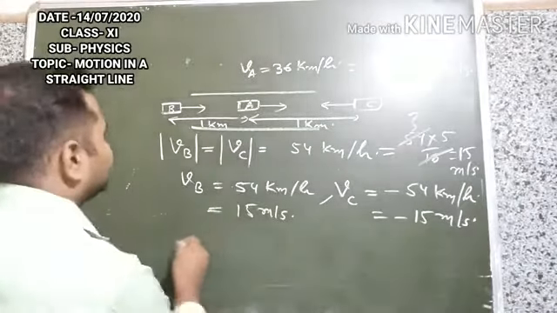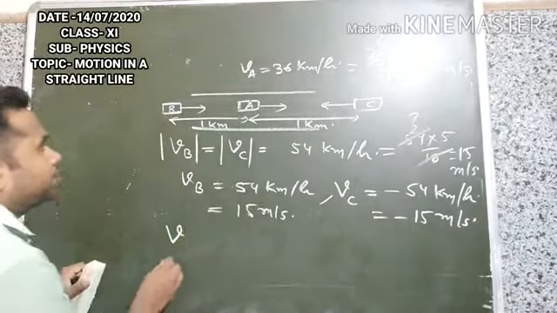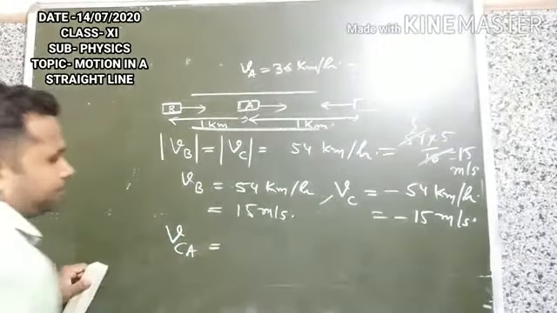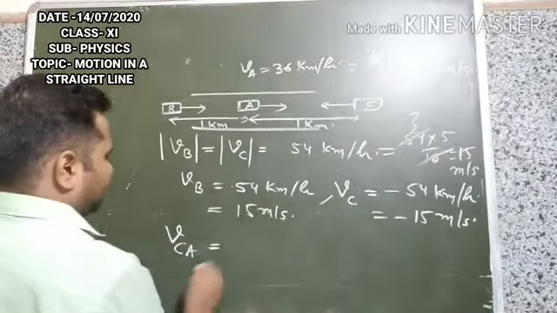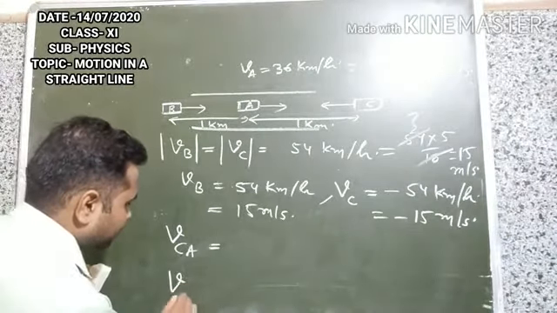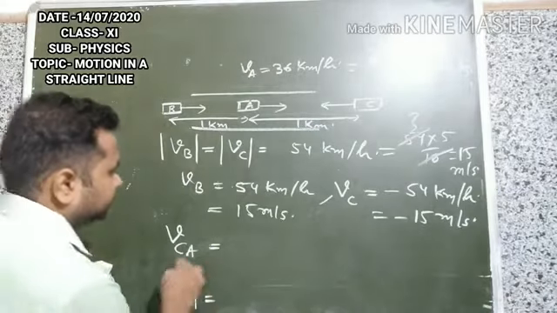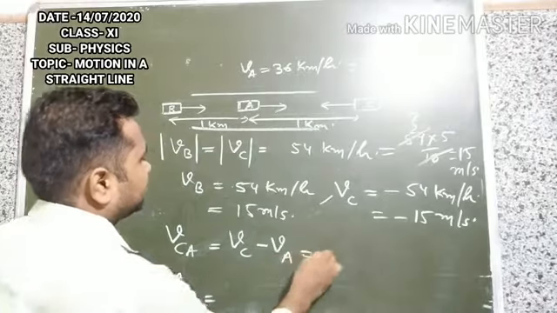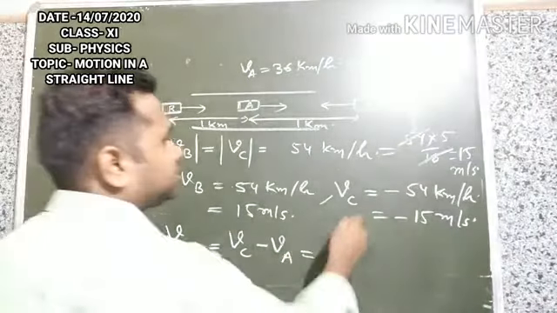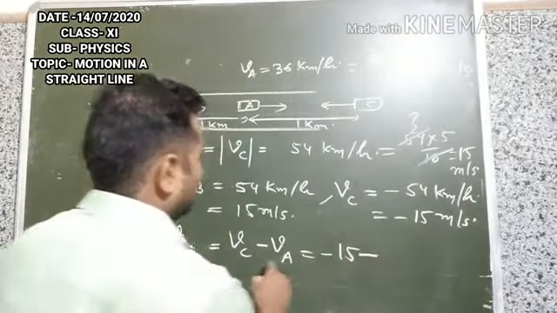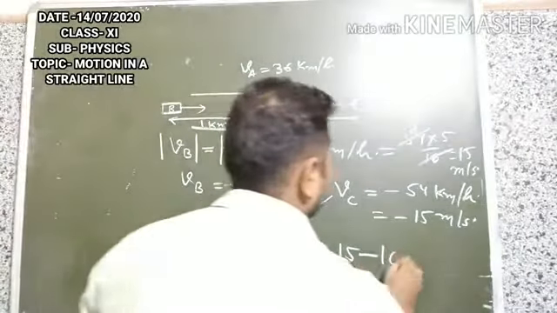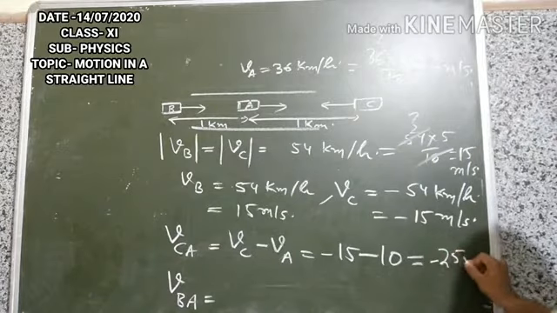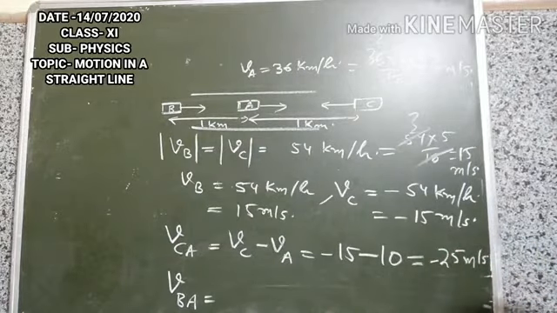So first of all, calculate the relative velocity of car C with respect to A. Also we will solve the relative velocity of car B with respect to A. So VCA is VC minus VA. What is VC? VC is minus 15. What is VA? It is 10. So it is minus 25 meters per second. This is VCA.